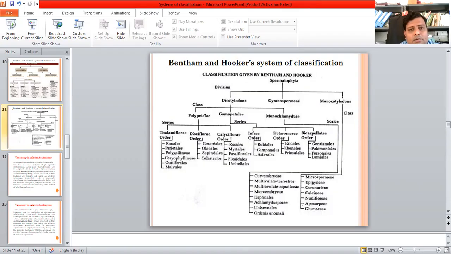Curvembryae usually have a single ovule, with the embryo coiled around the endosperm. That is the character. Multiovulatae aquaticae: aquatic plants with syncarpous ovary and many ovules. They contain one family. Multiovulatae terrestres: terrestrial plants with syncarpous ovary and many ovules. It has 3 families. Microembryae: only one ovule, small tiny embryo, endospermic seed. It has 4 families. Daphnales: only one carpel and single ovule. 5 families are there in this.